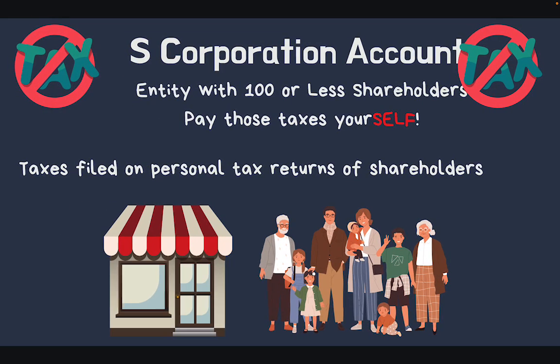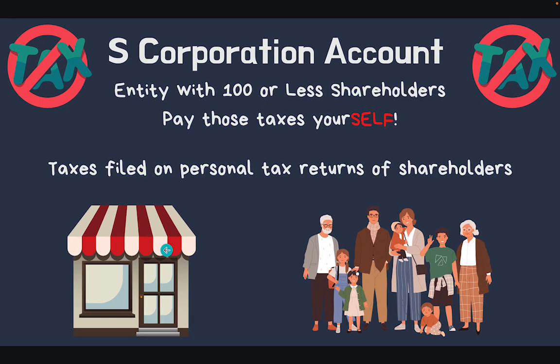Then there's an S corp. Notice it starts with an S. This is an entity with 100 or less shareholders, and you pay those taxes yourself. S corp, you pay the taxes yourself. Less than 100 shareholders, or 100 or less. The taxes are filed on your personal tax returns.